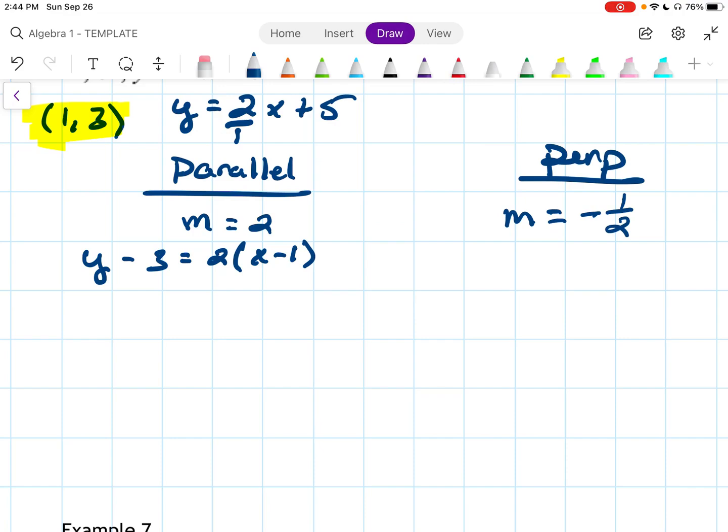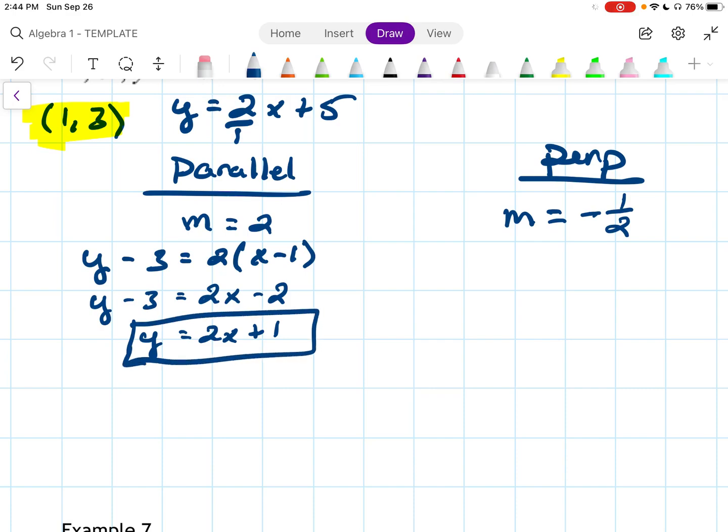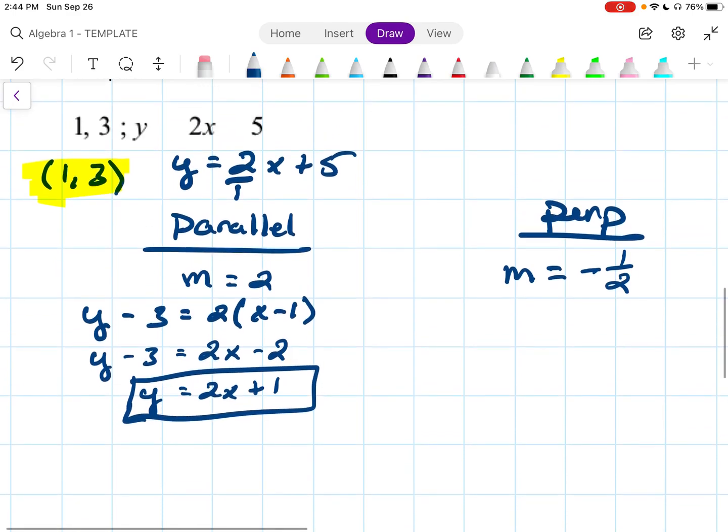Now this is point-slope form. I want to put it into slope-intercept form. That's going to be y minus 3 equals, distributing my 2, 2x minus 2, and then adding my 3 over will be y equals 2x plus 1. So there we are. That is the line that is parallel to the other one that goes through the point 1, 3.